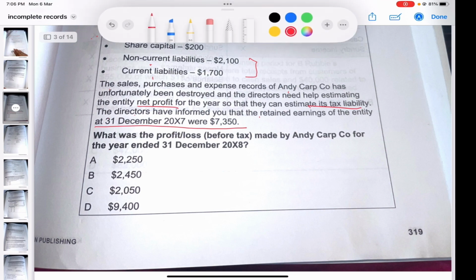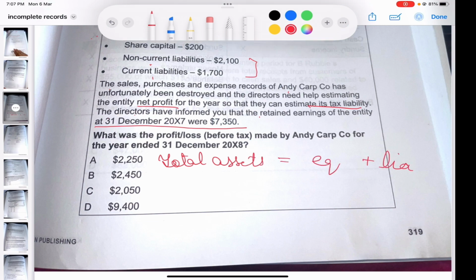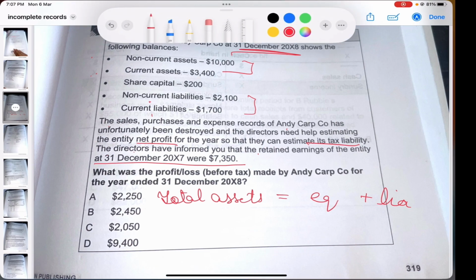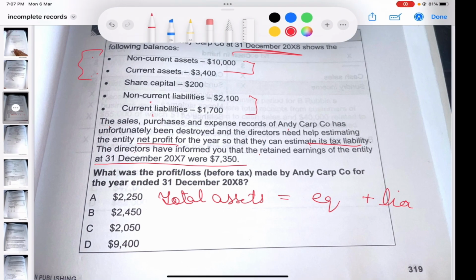Using the accounting equation, total assets is equal to equity plus liability. We know that. What is the total assets? Non-current assets plus current assets, which is 10,000 plus 3,400, which is 13,400. Equity. What does equity contain? Share capital plus retained earnings. Share capital is 200. What is retained earnings?